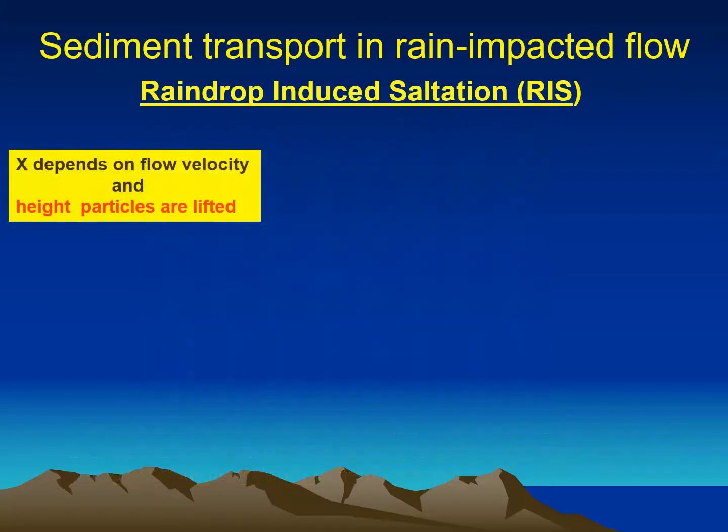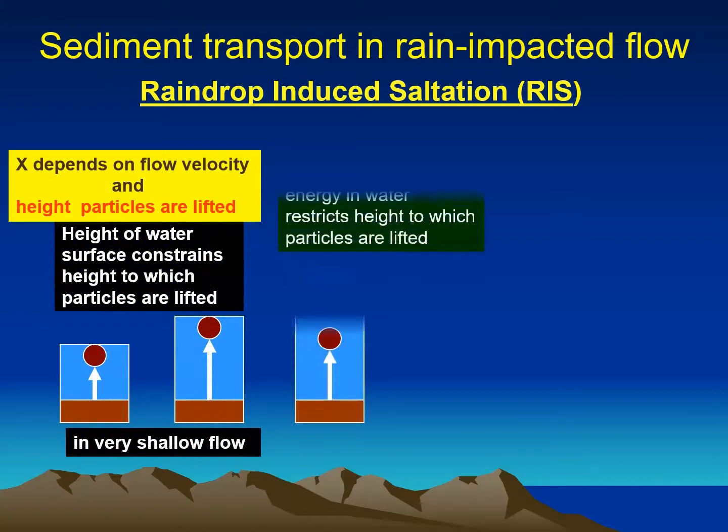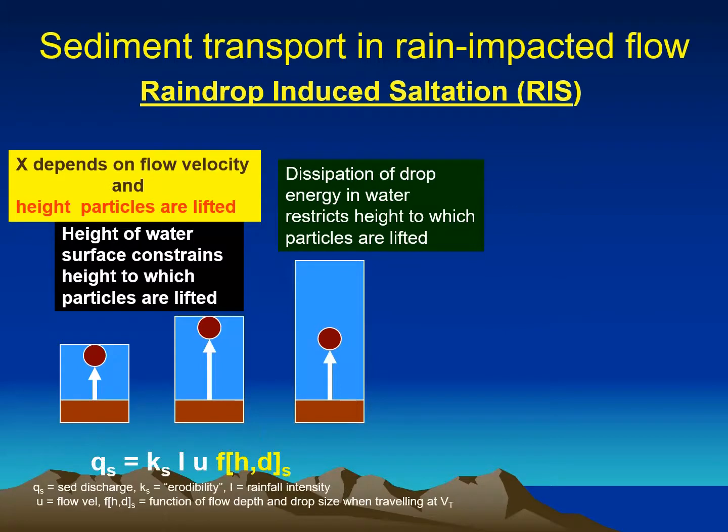The distance the particles travel depends on flow velocity and the height particles are lifted into the water layer. In some cases, the height of the water surface constrains the height to which the particles are lifted. In deeper flows, dissipation of drop energy in the water layer restricts the height to which the particles can be lifted. As a result, we have an interaction between flow depth and drop size, which is represented by this function shown in yellow in this equation.